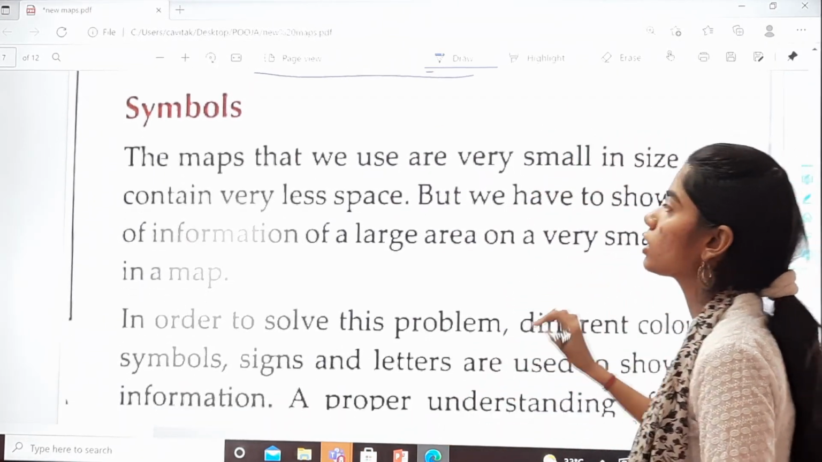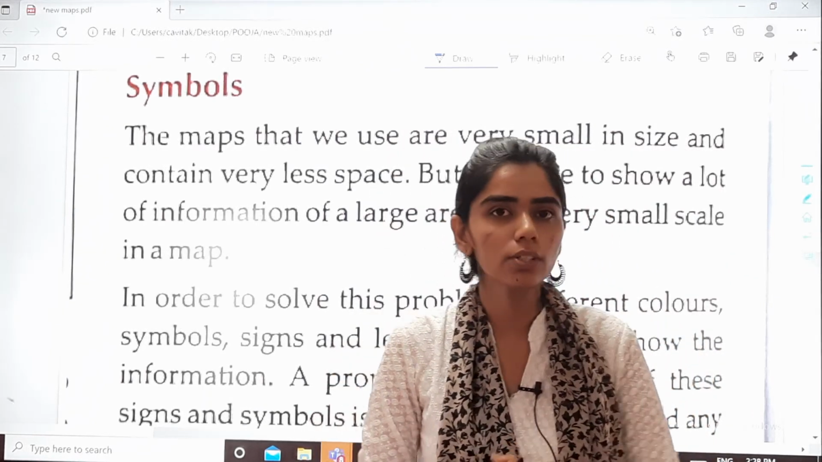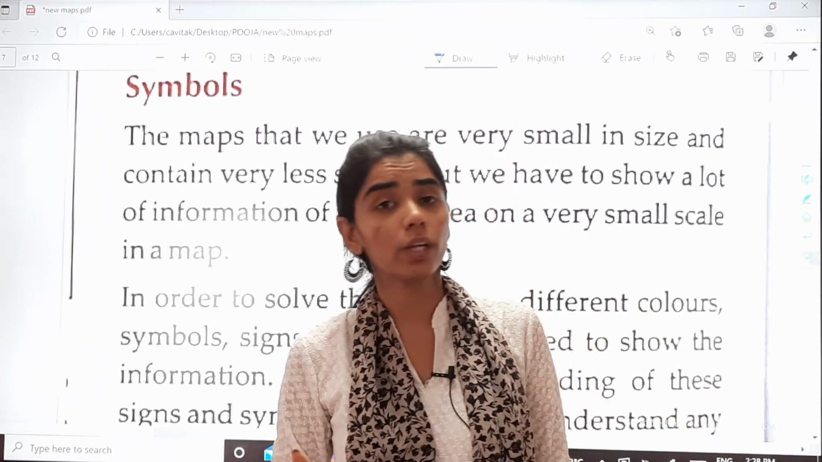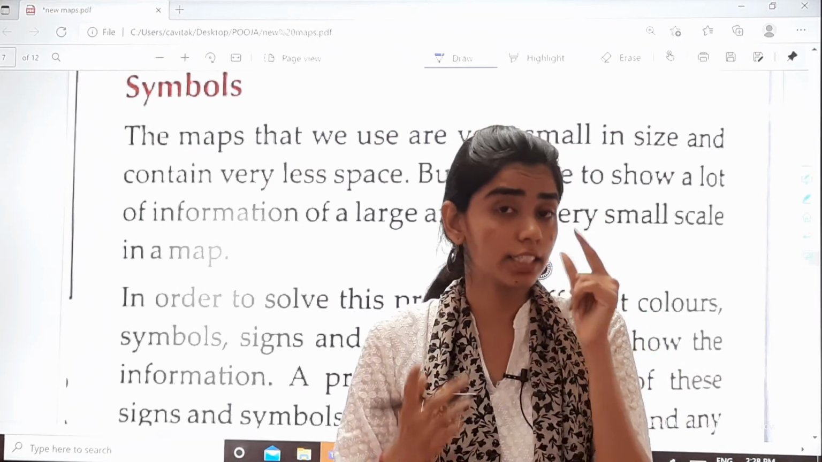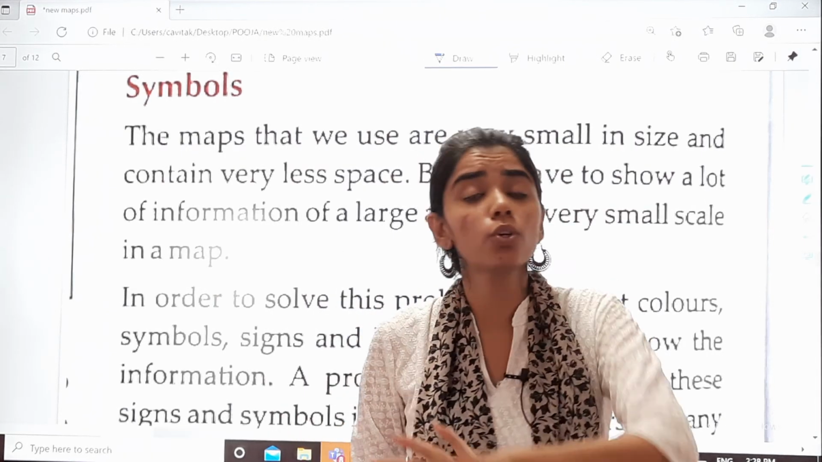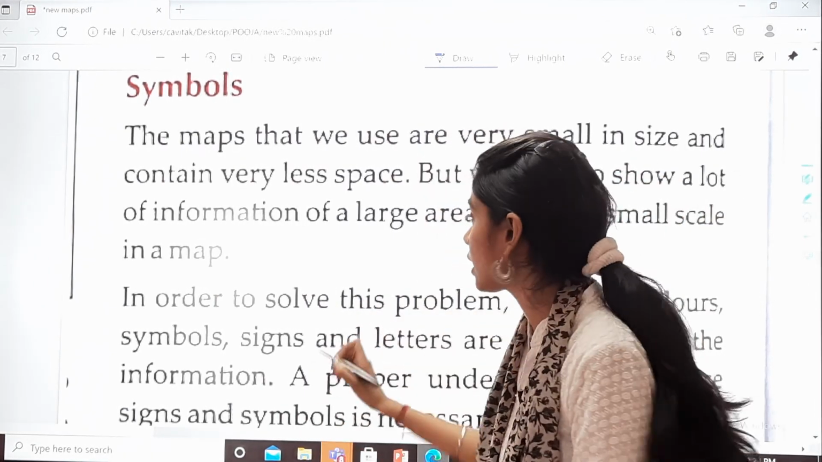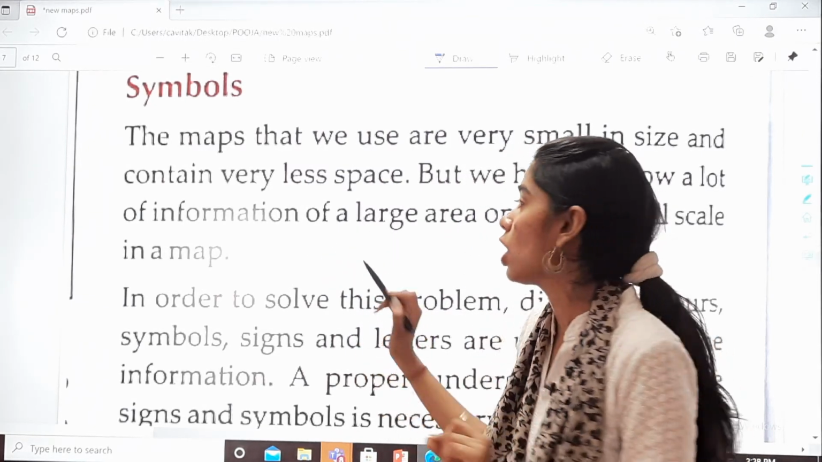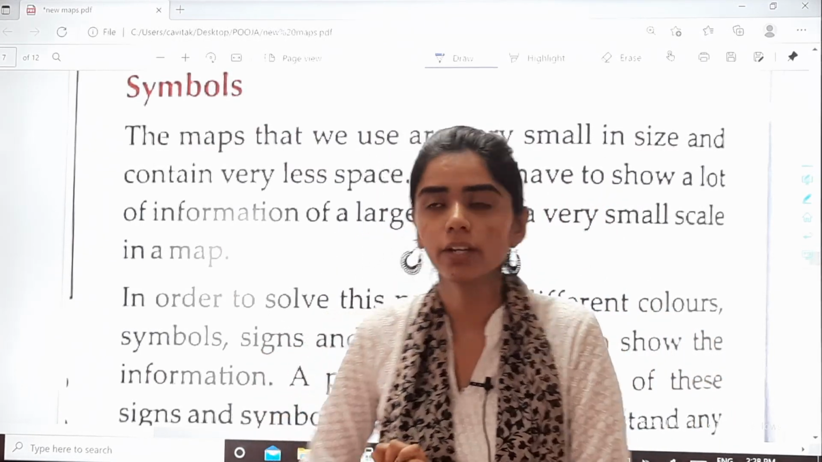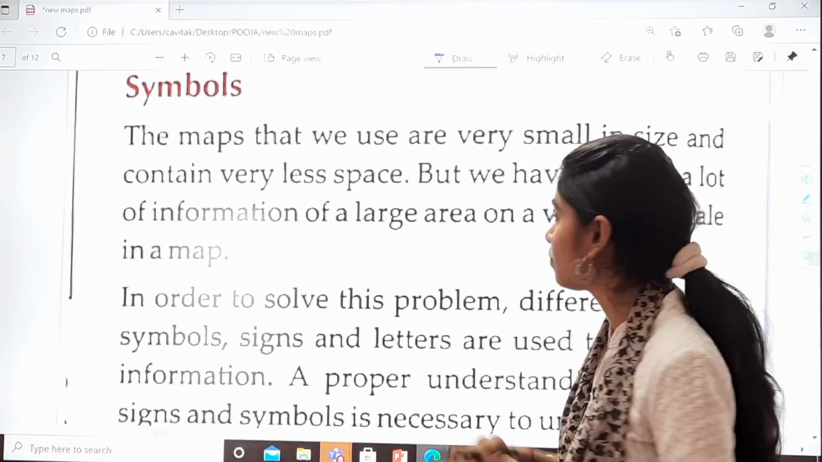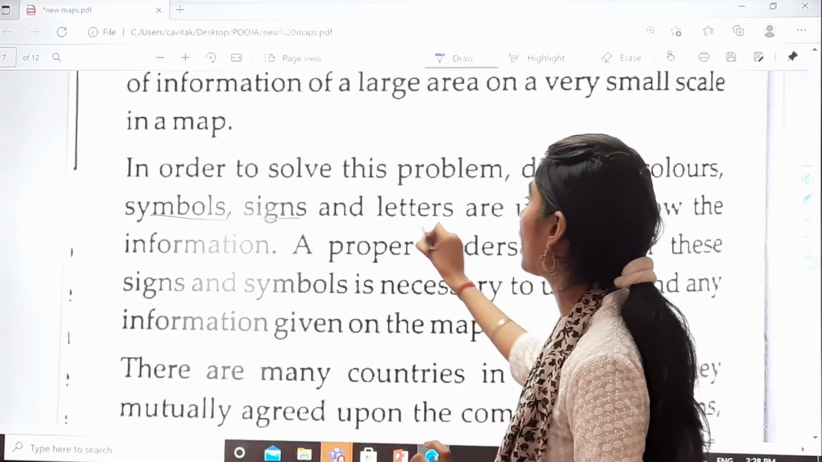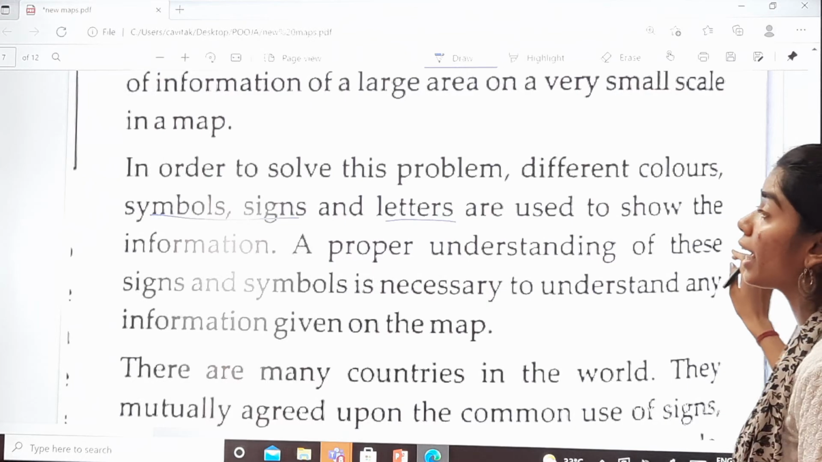The maps that we use are very small in size. Now see, we know that the maps that we use are small in size and we want to show different things in them. As I told you, if you see a book of atlas, I have already shown one, there you will find a different variety of maps. Somewhere they have shown the agricultural production, where wheat is produced, where barley is produced, maize is produced. So many varieties they want to show. Now how to show it on the map? So what do they use? They use symbols, signs and letters to show the information.